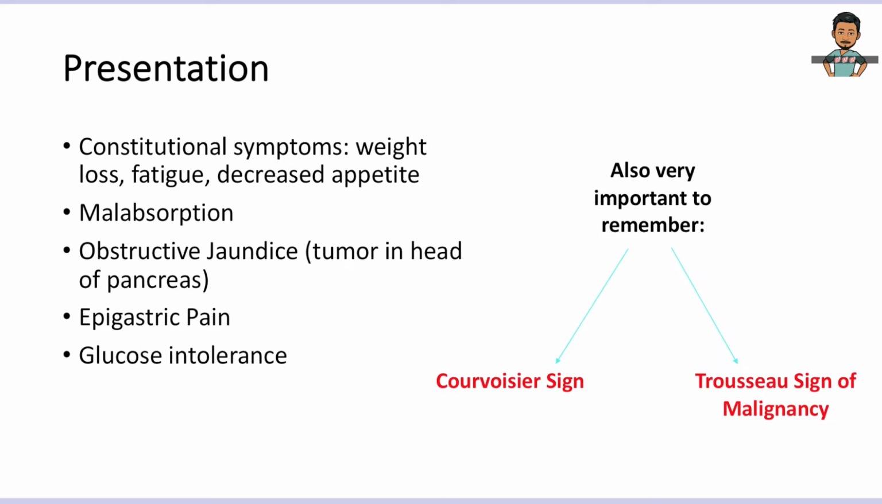Obstructive jaundice: if the tumor is in the head of the pancreas, it can obstruct the common bile duct and the biliary system, leading to the leakage of bilirubin into the blood, causing jaundice. Epigastric pain isn't that common, but it can occur. And glucose intolerance: if the cancer gets really bad and starts to involve most of the pancreas, it can also affect the insulin-producing cells, the beta cells of the pancreas, and you'll have a diabetes-like syndrome. And it's also very important to remember two important signs: Courvoisier's sign and Trousseau's sign of malignancy, and we'll talk about that next.